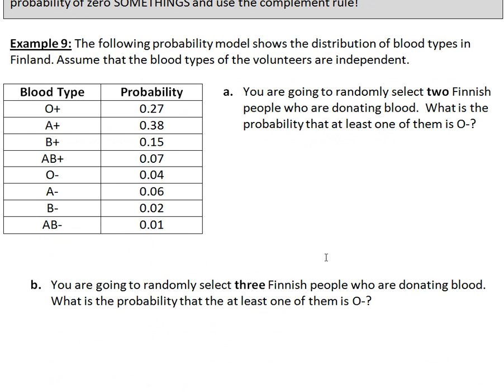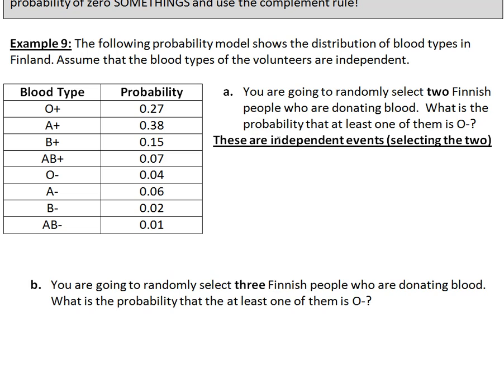So we've got our Finnish blood type data. We've seen this a couple of times before. If you remember correctly, these are all independent of each other, because we can assume that as we grab people on the street, we don't have to worry about running into somebody who is both O positive and A positive, and we don't have to worry about choosing somebody on the street who is O positive and that somehow affecting the next person that we pick. So randomly selecting 2 Finnish people is going to be an independent situation. So these are independent events, selecting the 2.